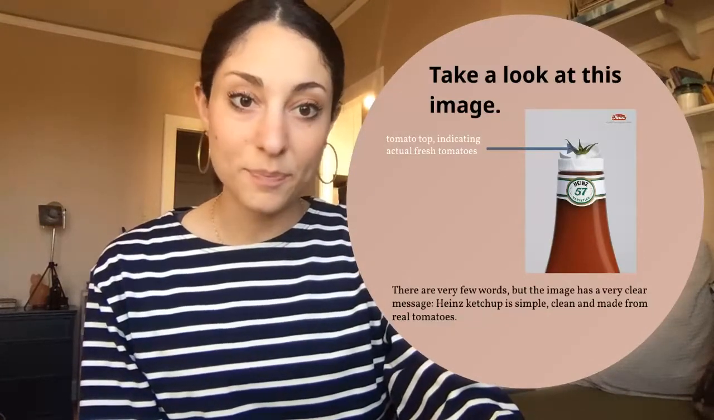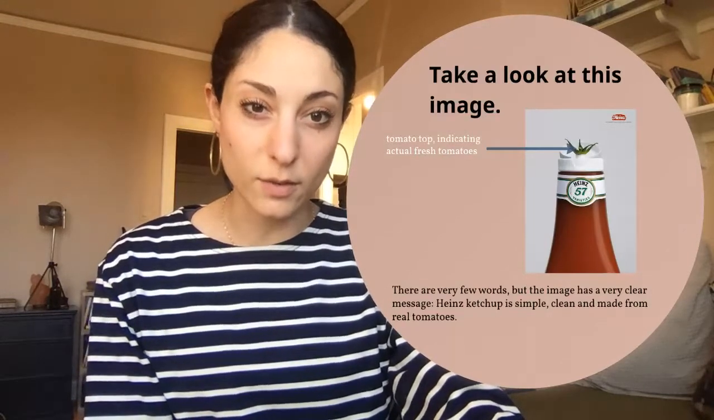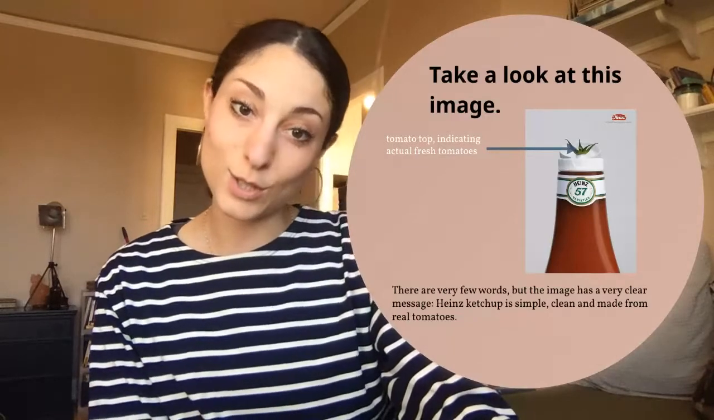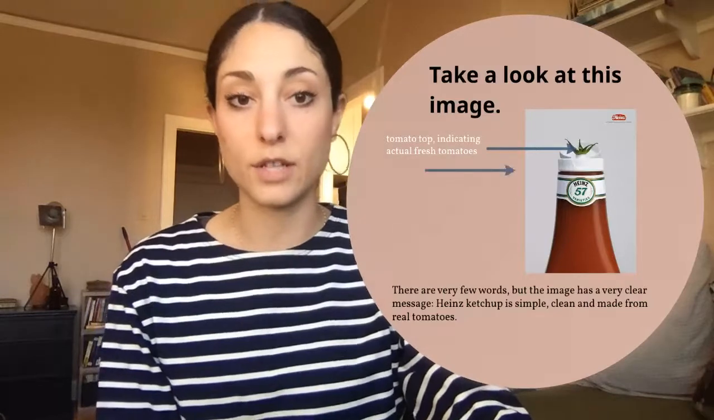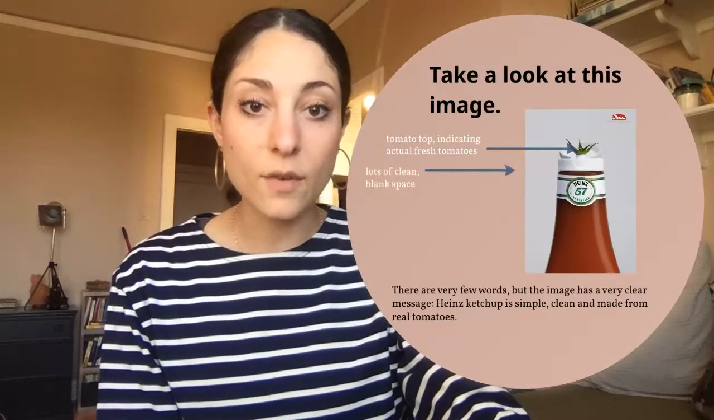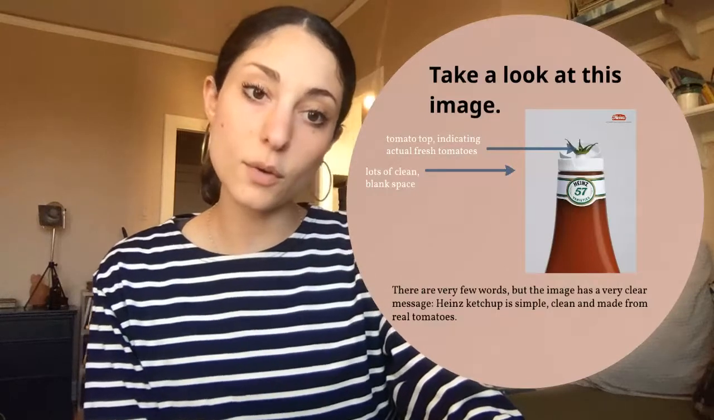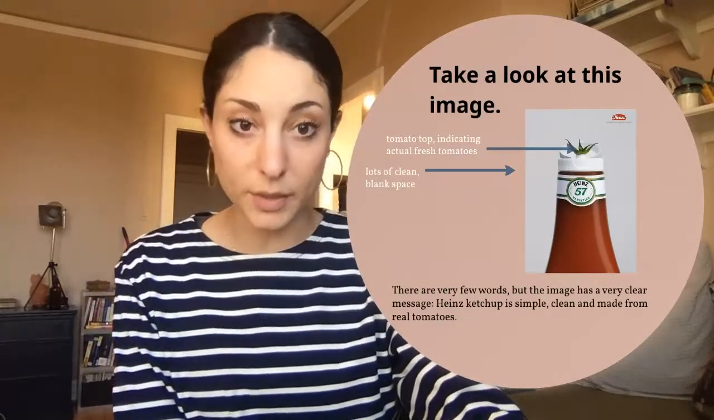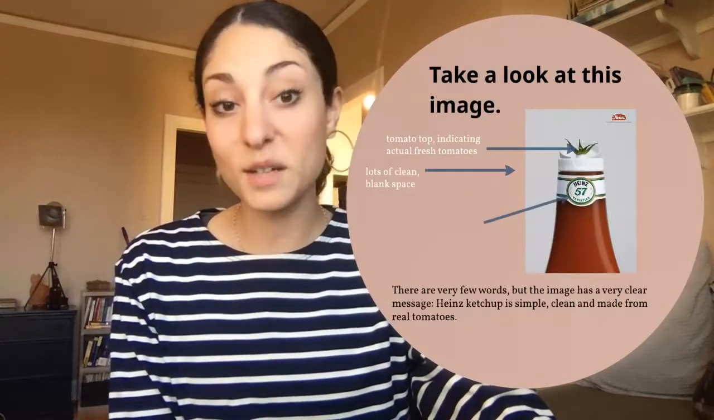So we have this tomato top, and that sort of indicates fresh tomatoes. Even though we know it's ketchup, it's not fresh tomatoes, and honestly, Heinz is mostly sugar, but they want you to think that. They want you to feel like it's a fresh product. Then we have a lot of clear blank space, right? So instead of filling it with words or information, they just decided to leave it blank and simple, which is really interesting.